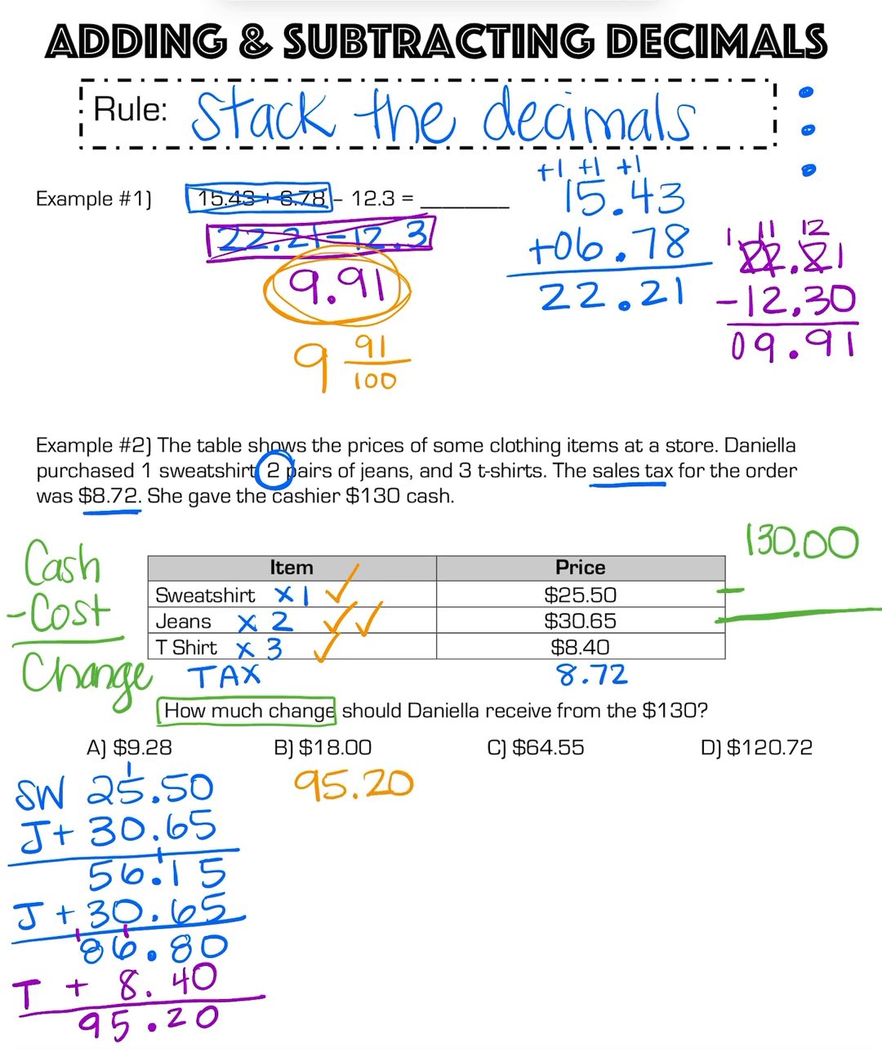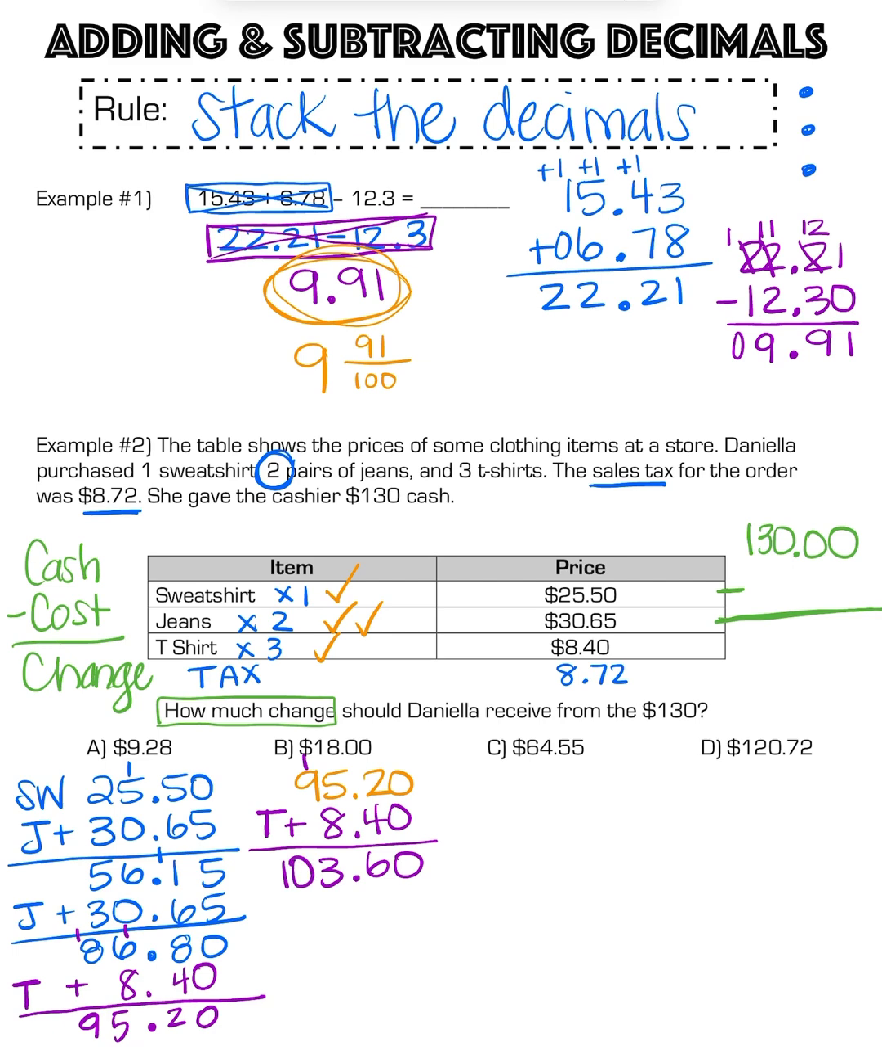So I'm going to rewrite that up here at the top, $95.20. And now I'm adding another pair of jeans. I'm sorry, not jeans, a t-shirt. Apologies. Another t-shirt, right? And it's going to be $8.40 again. 0 plus 0 is 0. 2 plus 4 is 6. 5 plus 8 is 13. Carry the 1. 1 plus 9 is 10.